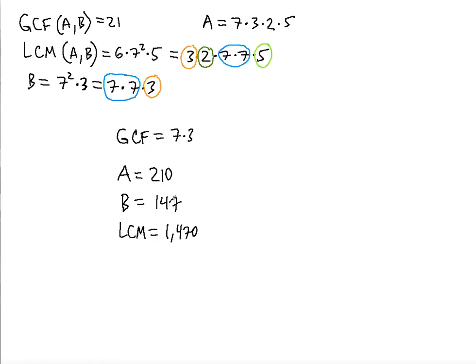Okay? So it makes sense that these two numbers, 210 and 147, if you take multiples of those numbers one by one, keep adding B to itself or keep adding A to itself, they will meet at this number 1470 indeed. Okay? So this is basically how you figure out this problem.